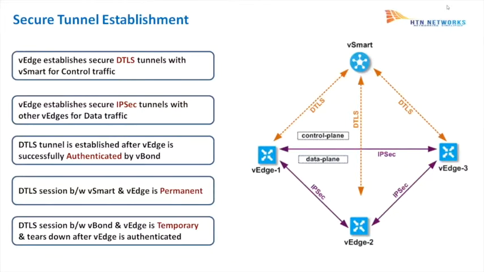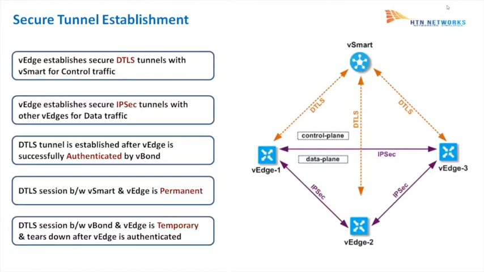DTLS sessions between vSmart and vEdge are permanent. These tunnels are permanent tunnels. They always stay there as long as the vEdge device is up and running. The DTLS session between vBond and vEdge is a temporary connection and tears down after vEdge is authenticated.